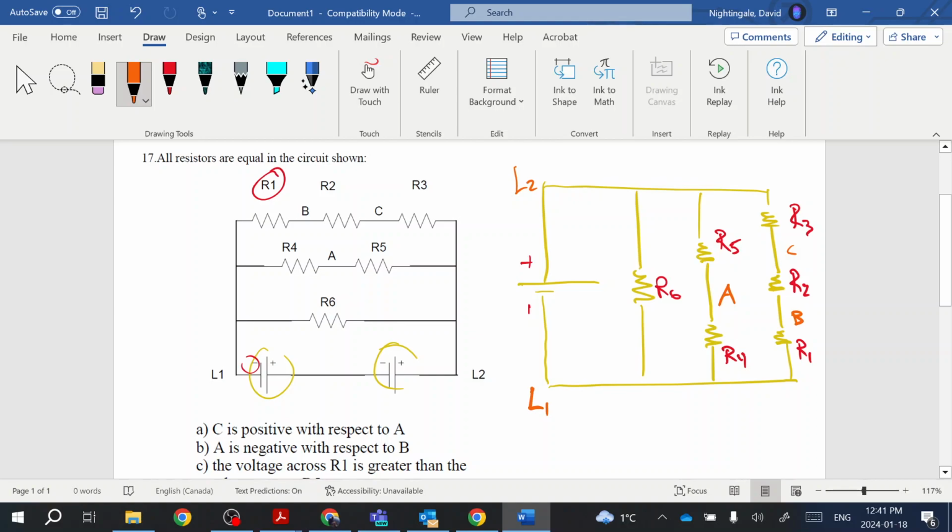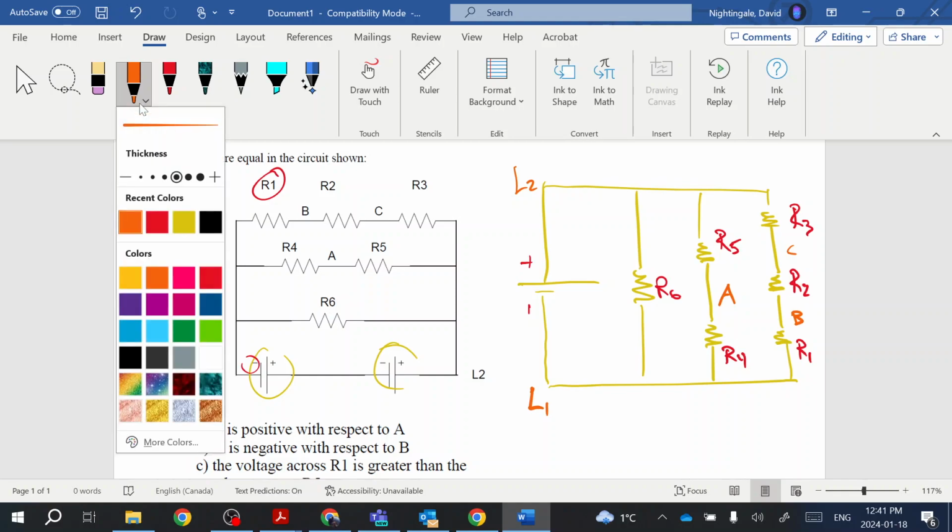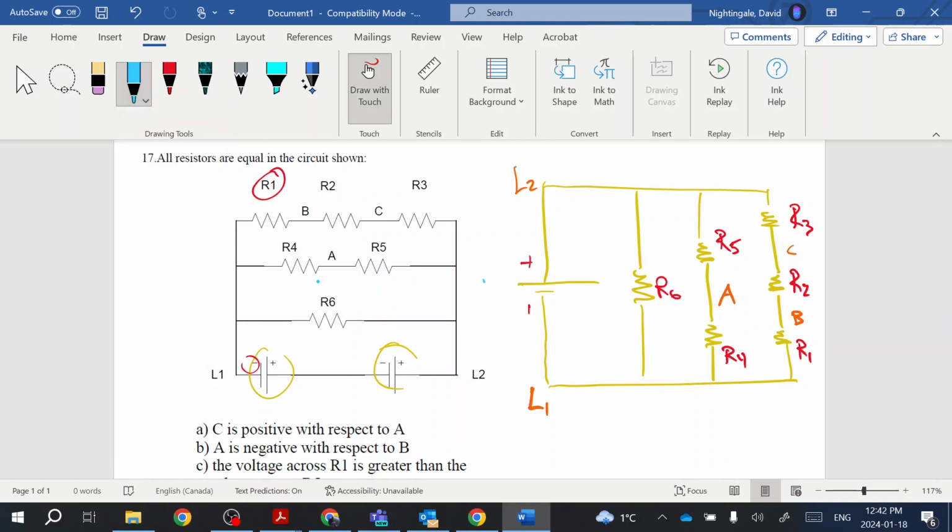I would recommend putting in some voltage value for the source, and that's going to help you visualize what's happening in this particular circuit. So let's go ahead and do that, and we'll use an easy value of 10 volts.